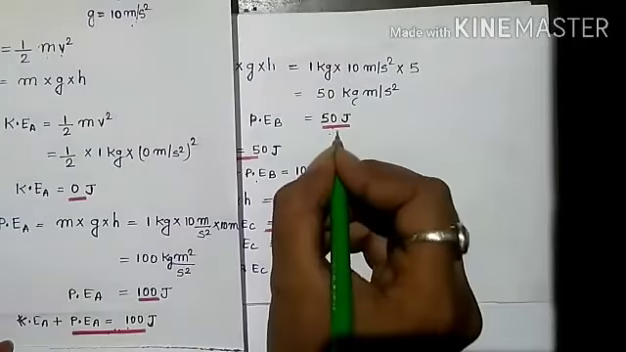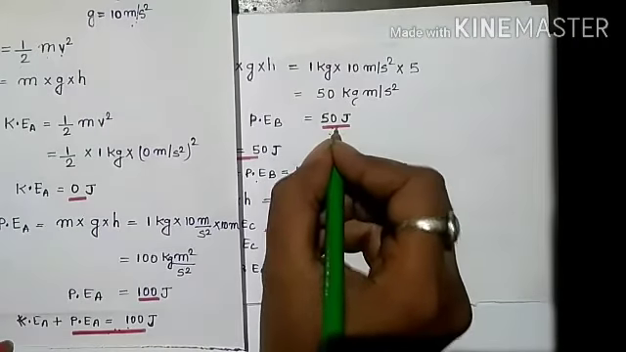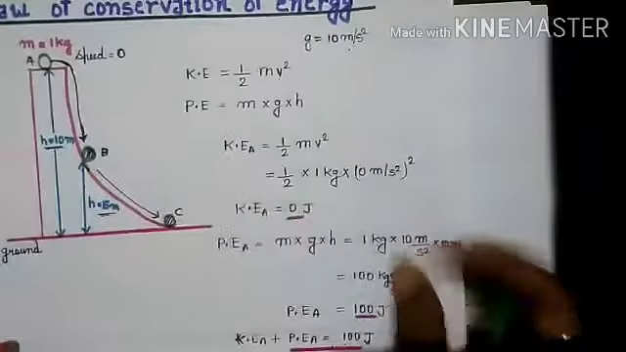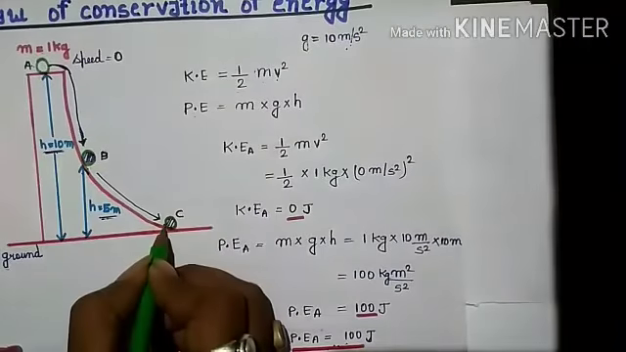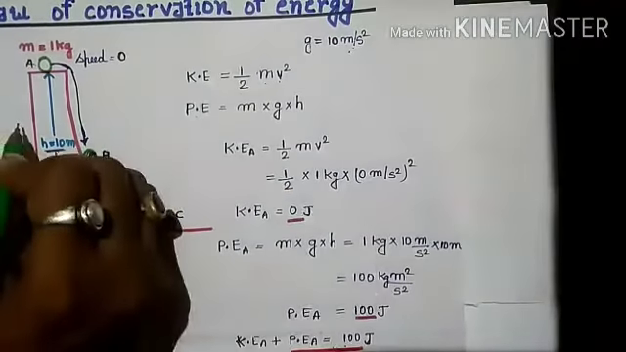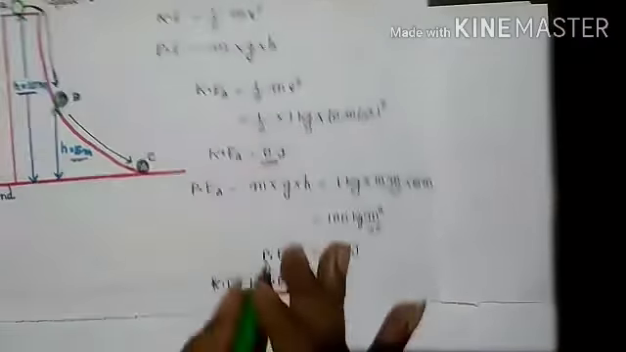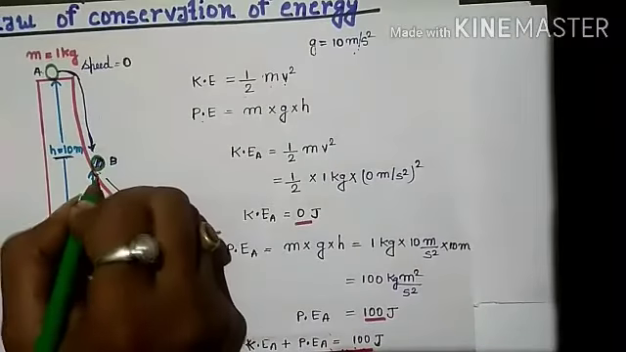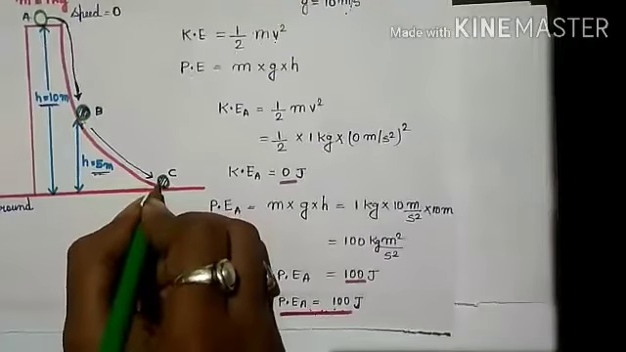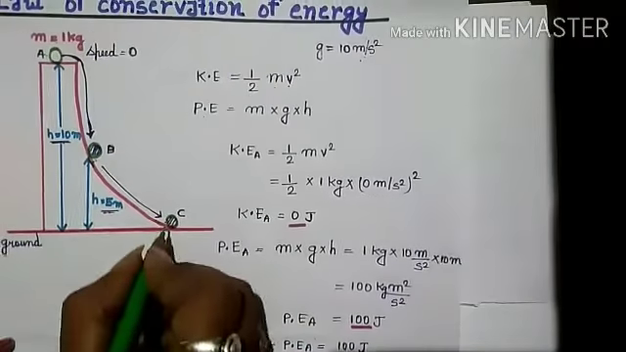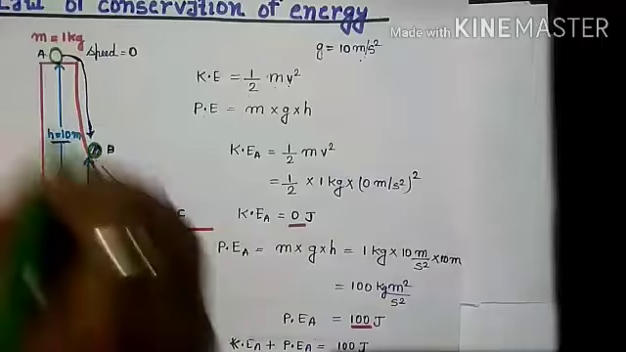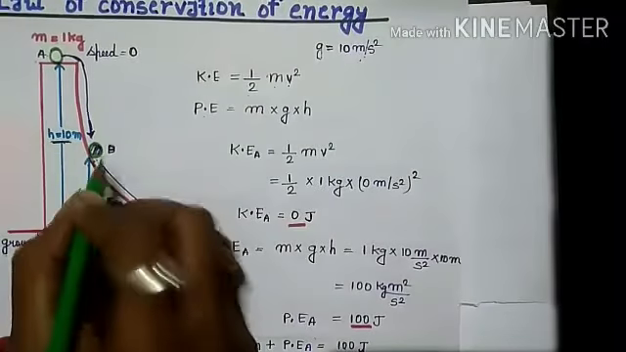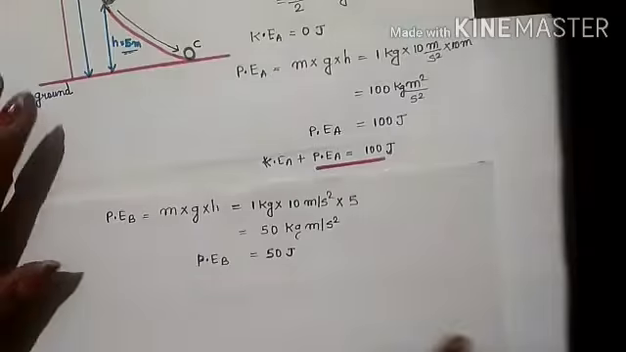Where has that energy gone? This 50 joule of energy got converted into kinetic energy, because the total amount of energy at any given point remains constant. So here the total energy, kinetic energy plus potential energy, is 100 joule. At point B the sum should remain constant, that is 100, and at point C also the sum should remain 100 joule. We are not assuming any frictional force here, which would lead to the loss of energy in the form of heat.